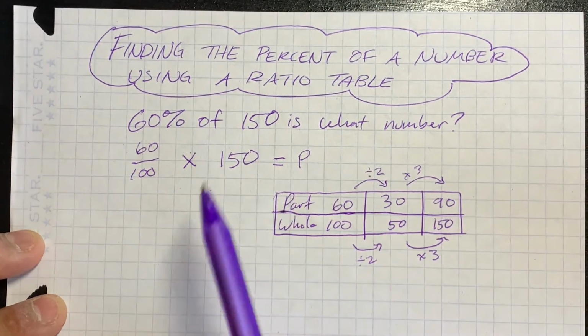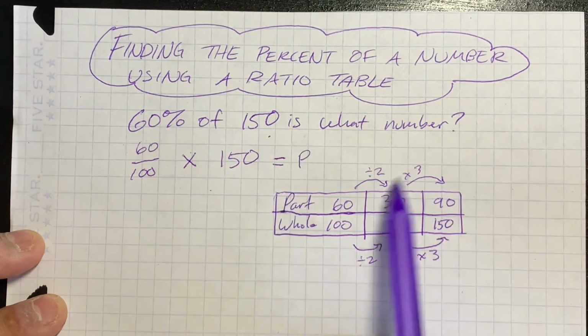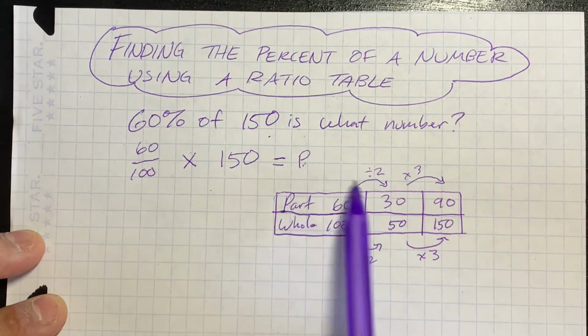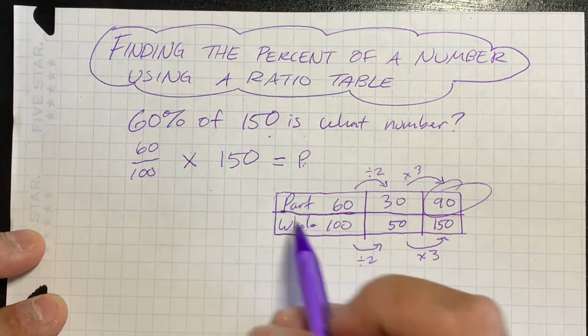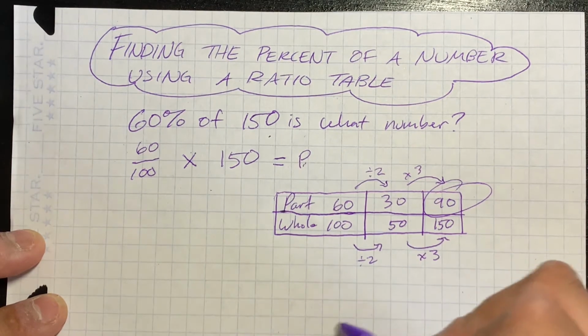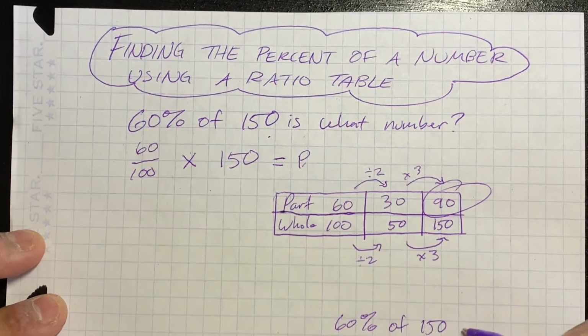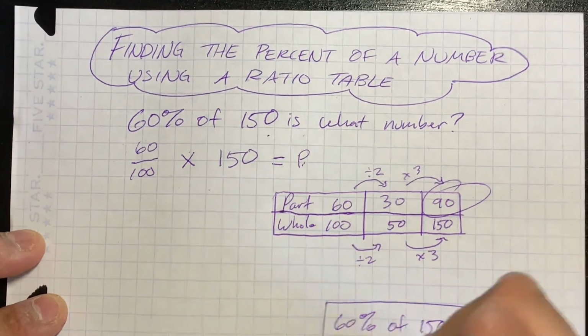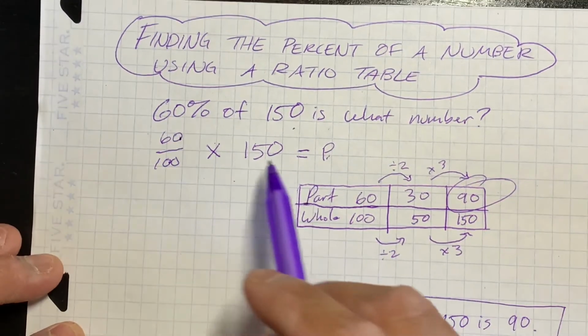So again, 60% of 150 is what number? We're saying that P is going to equal 90. The answer is 90. So 60% of 150 is 90. That is our answer. And to prove that to you guys, 60 over 100 times 150.